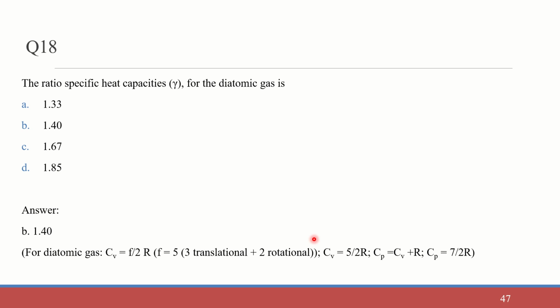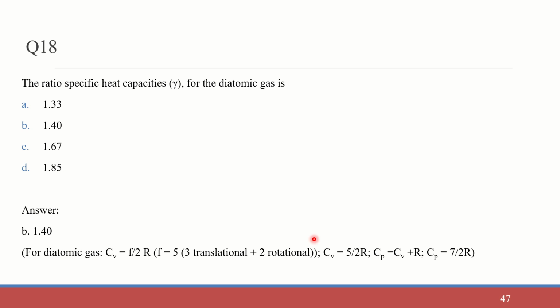So Cp by Cv is 7 by 2 R divided by 5 by 2 R. That is 7 by 5, which is 1.4, the right answer. What you need to be careful about is that you need to know the degrees of freedom for monoatomic gas and diatomic gas, or you should just memorize these values for specific heat capacities. Gamma is equal to 1.4, we all know, for diatomic gas, which we use everywhere, but for monoatomic gas it is 1.67. That also you should be careful about.